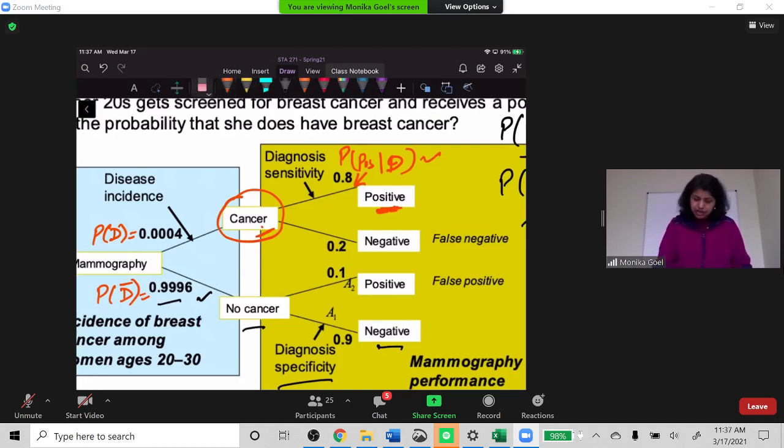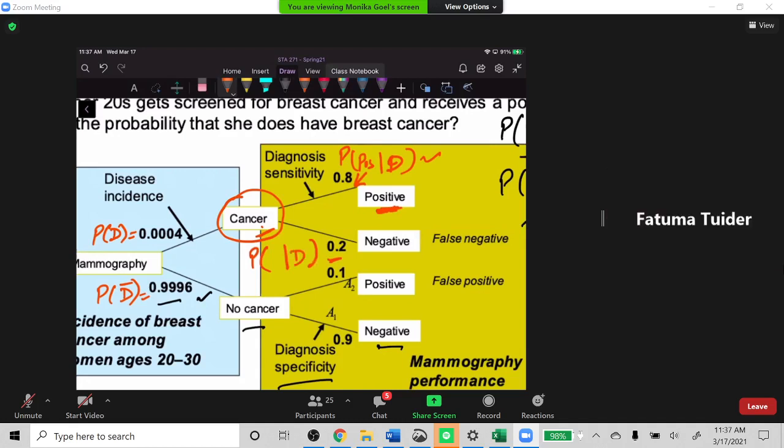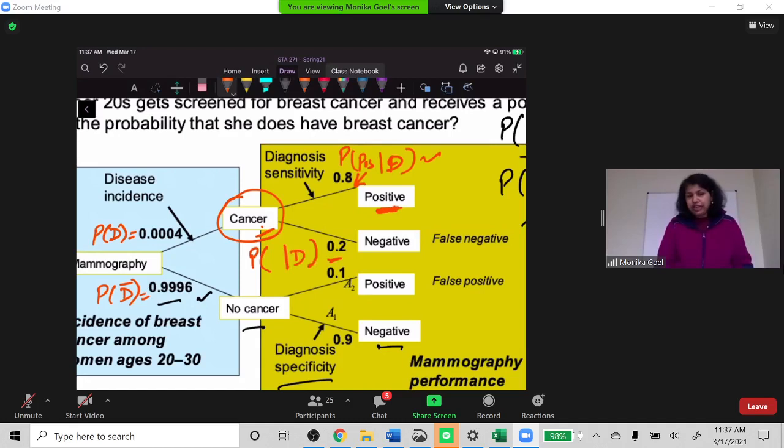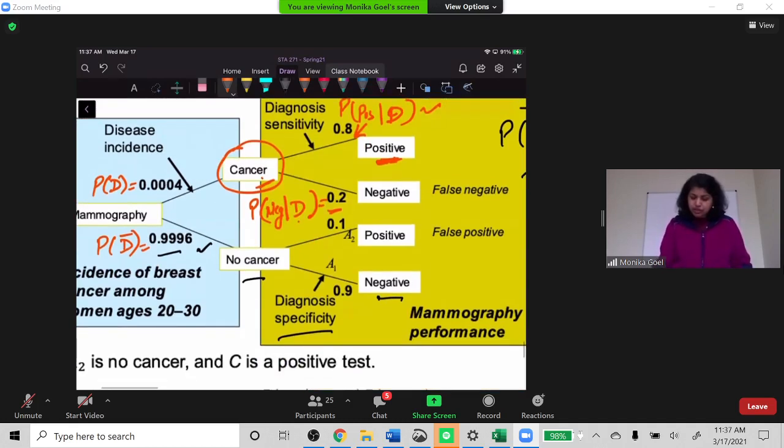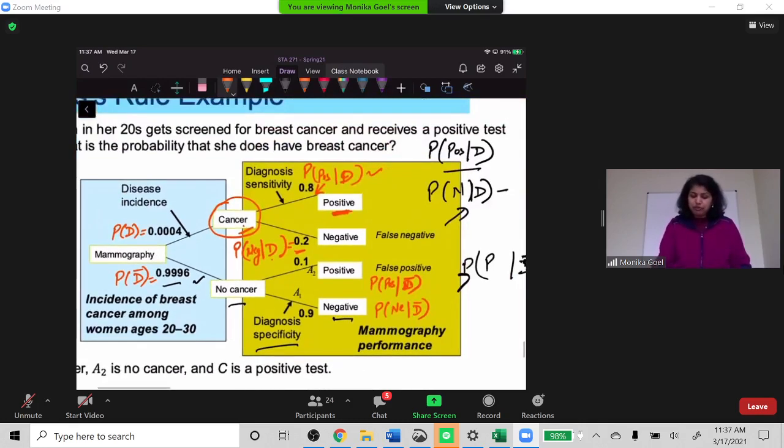Similarly, can you tell me how will we write this part? What is this 20%? What is given to us? Probability of a false negative given there's a disease, or you can say that there is a disease and the test is negative. That is the probability of this. Similarly, this one, false positive, is what? Probability of positive test given that there is no disease. And probability of negative test given that there is no disease. So now you have all the probabilities, or you have the notation of the probability for all.